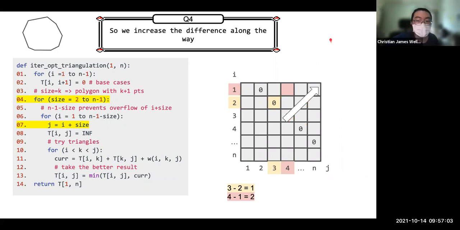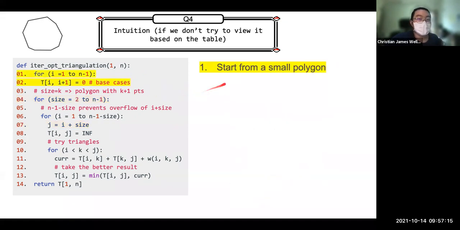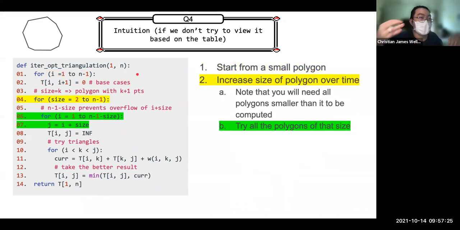So I try to increase it, and okay, so this is the full pseudocode, and maybe I'll try to give an intuition of what this algorithm is doing. This is me mechanically doing it from the table, but the intuition is that this part over here is trying to compute the base cases, right? Start from the smallest polygon. Okay, so increase the polygon size over time.